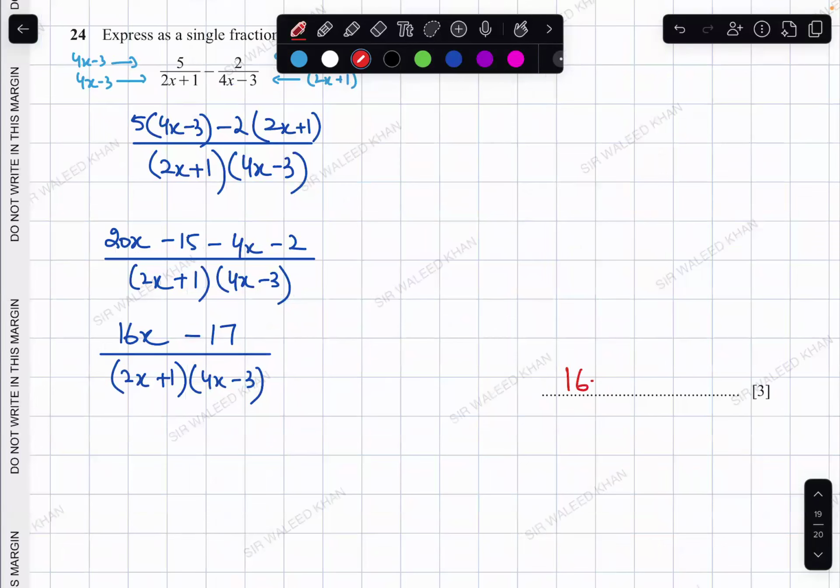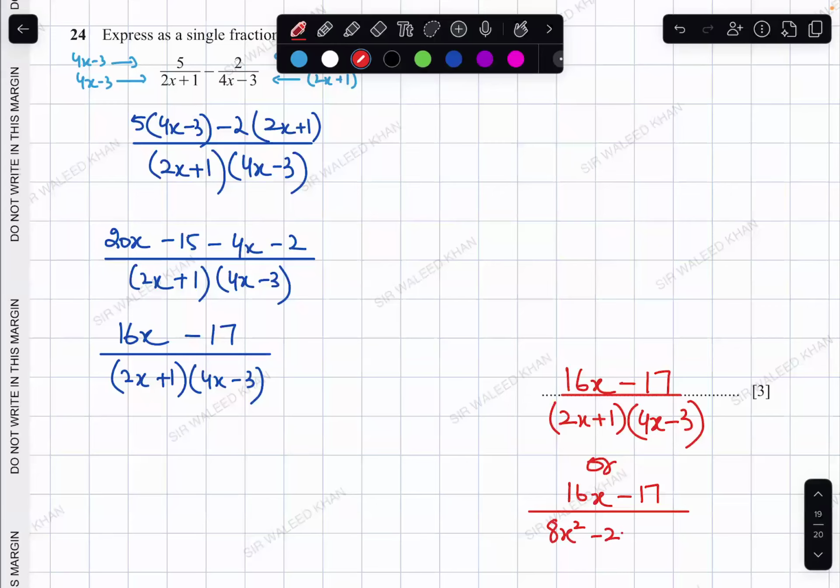So don't leave such questions, easiest possible 3 mark, 4 mark questions. You can write the denominator in factorized form, or you can expand it. Both are acceptable. Okay? Both answers are acceptable. I should write the other one as well. That is 16x minus 17 over 8x squared minus 2x minus 3. Both are acceptable.